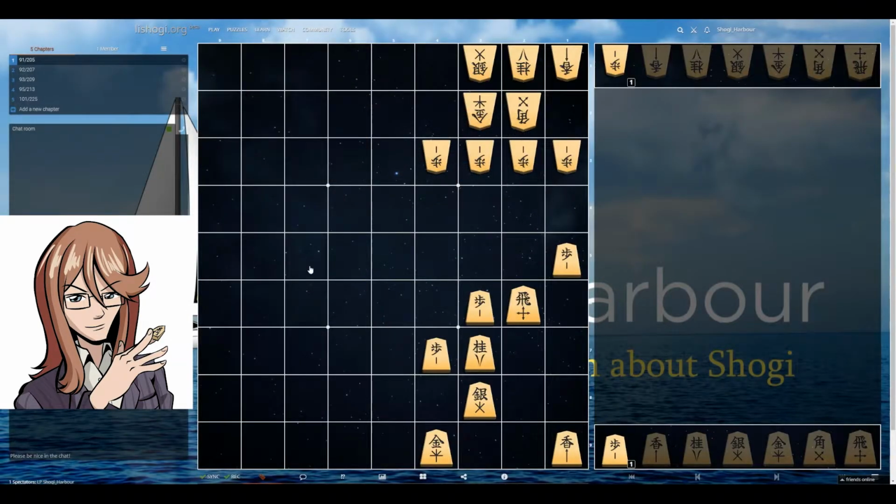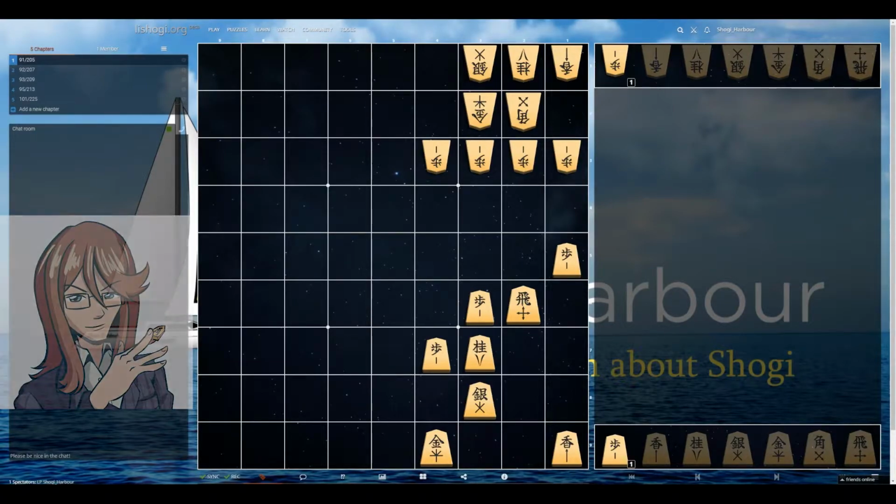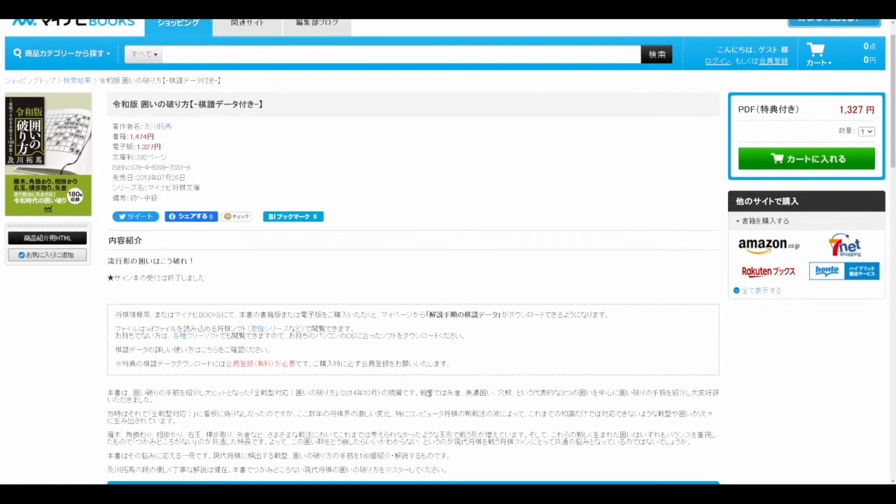I would like you guys to see some examples from a book, and I chose examples that will talk about double wing attack. So de facto the first shapes that we saw on this playlist, on this channel, yeah. The book is this one. It's How to Break Castles, Reiwa version. Reiwa is the name of a year kinda in Japan.